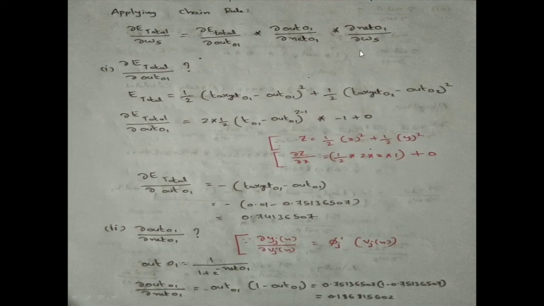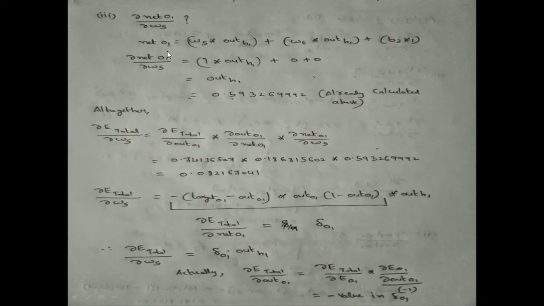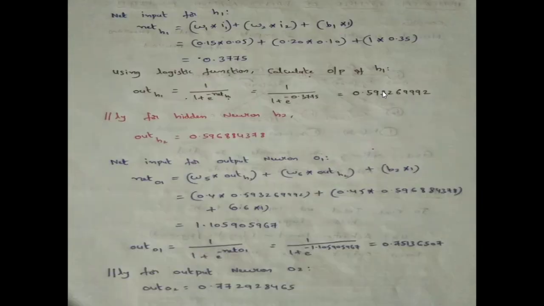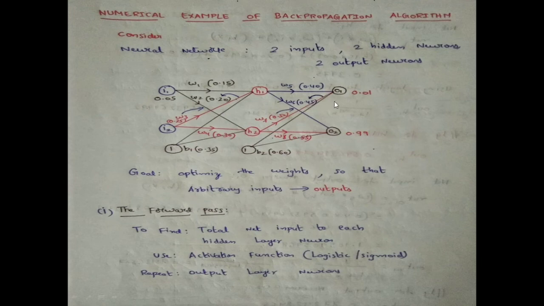Now we have to calculate the third term, that is the change in the net input value of the output neuron 1 with respect to the change in the weight 5. That is, the net input value of the output neuron can be given by, if you see here, the net input value of this output neuron can be given by the output value of the hidden neuron H1 into weight 5 plus the output value of the hidden neuron H2 into weight 6 plus again the fixed input value 1 into the bias value. So this is what we have written here.